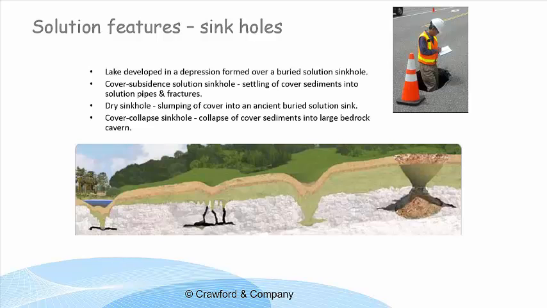It's a lake. The second one is where you've got a covered sinkhole, and you've got sediments that actually just break down into this ancient working, or old workings. It could be fractured pipes and the like. And when that happens, the top layer then just drops down. Okay? The third one is what they call a dry sinkhole. So it might be into an old sinkhole, and it just drops in.